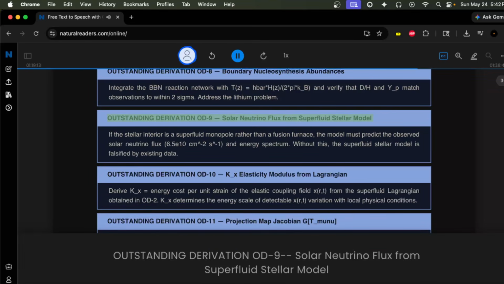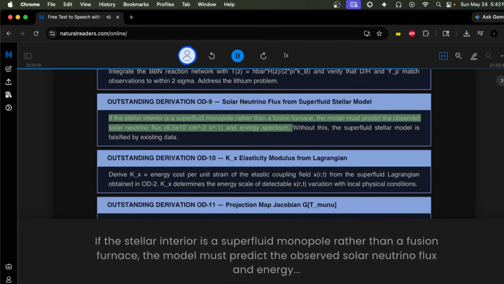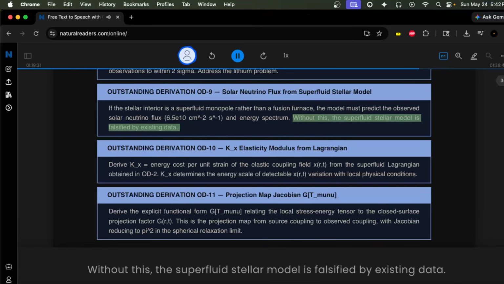Outstanding derivation OD9, solar neutrino flux from superfluid stellar model. If the stellar interior is a superfluid monopole rather than a fusion furnace, the model must predict the observed solar neutrino flux and energy spectrum. Without this, the superfluid stellar model is falsified by existing data.